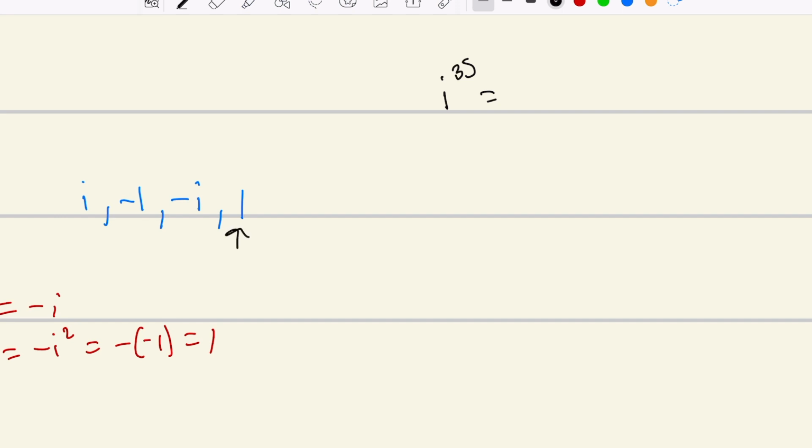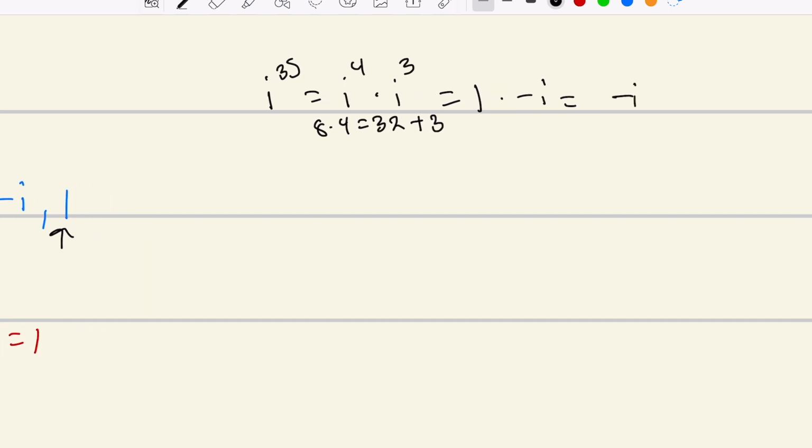How many times can 4 go into 35? So 4 times 8 is 32, right? So we're going to write this as i to the 4th, to the 8th power. So 8 times 4 equals 32. So we need 3 more to equal 35. So we're going to multiply this by i to the power 3, which we get 1 times negative i, which gets us negative i.